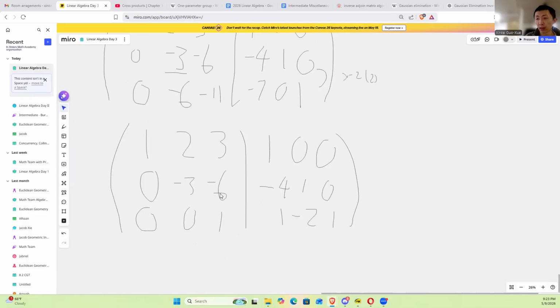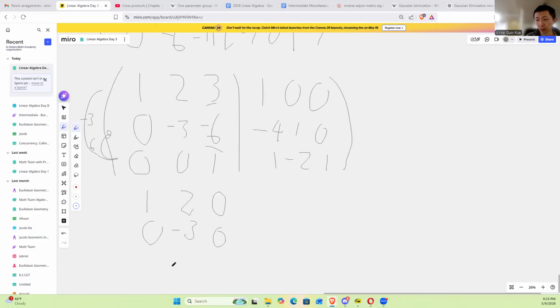We're going to use the third row to make everything above it equal to 0. So we can add 6 times the third row to the second row, and -3 times the third row to the first row. Then we get 1, 2, 0, 0, -3, 0, and 0, 0, 1. Whatever we did here, we have to do on the right.